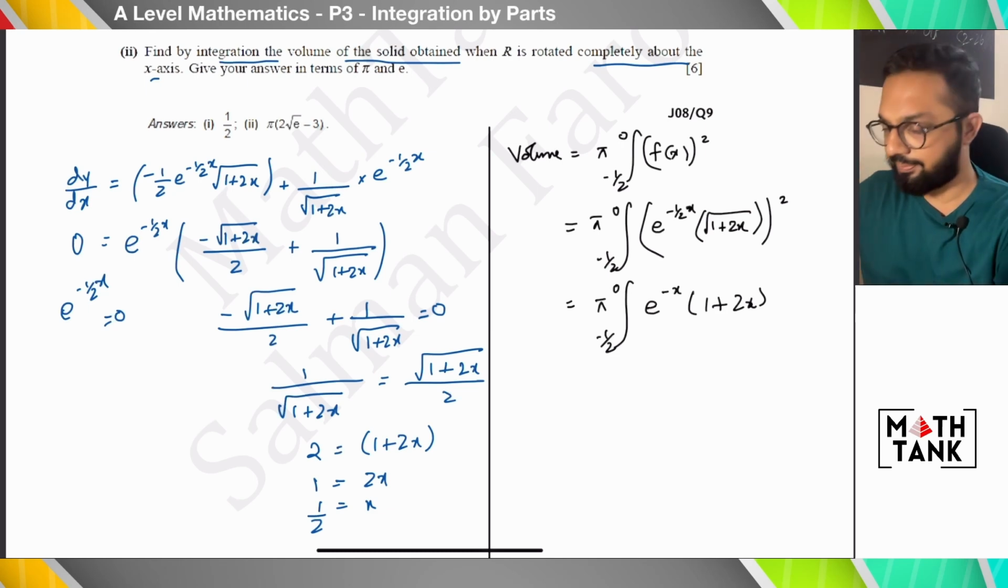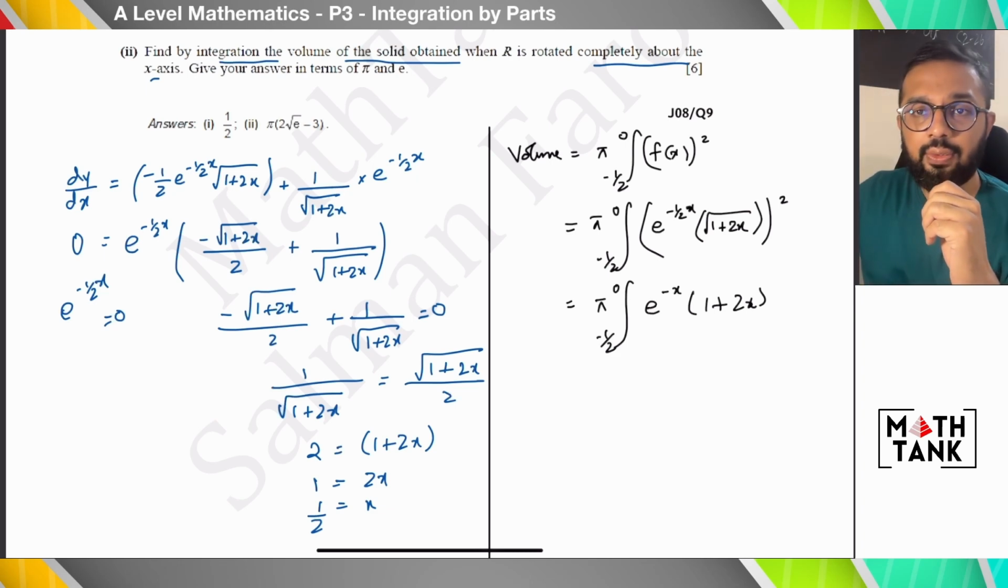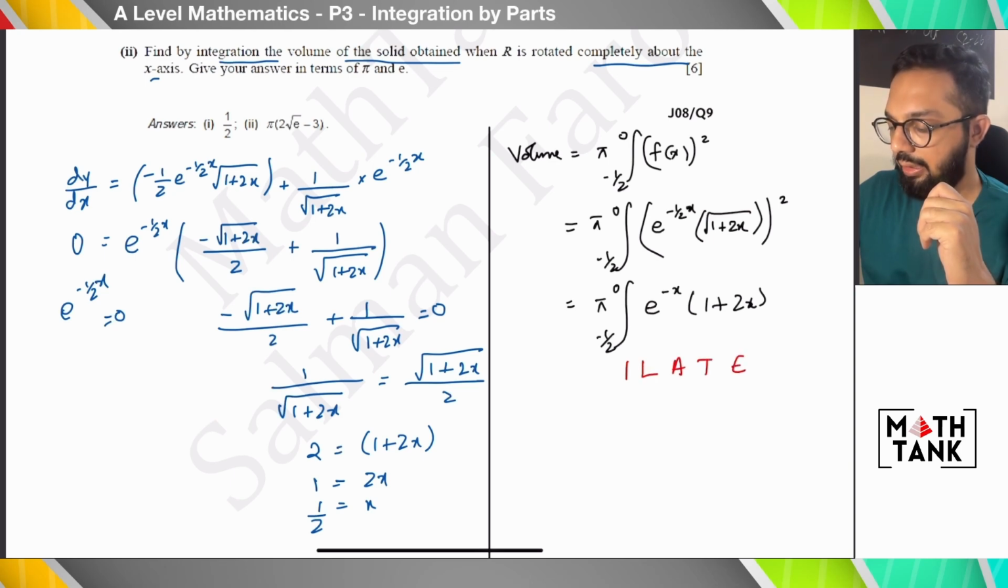Okay, so that is the first thing that you need to do, and then you start thinking how to integrate this. So this is again an integration by parts. So I write down my ILATE. I have an algebraic and I have an exponential. So u is my algebraic and v dash is my exponential.